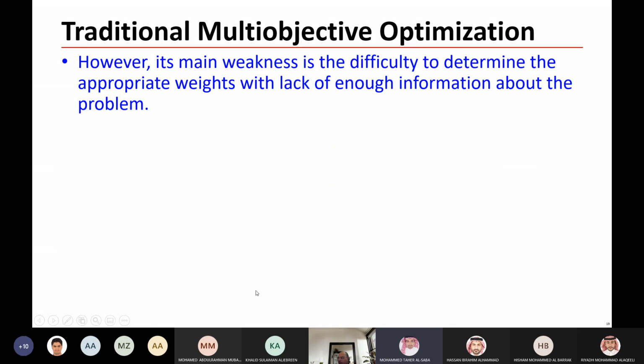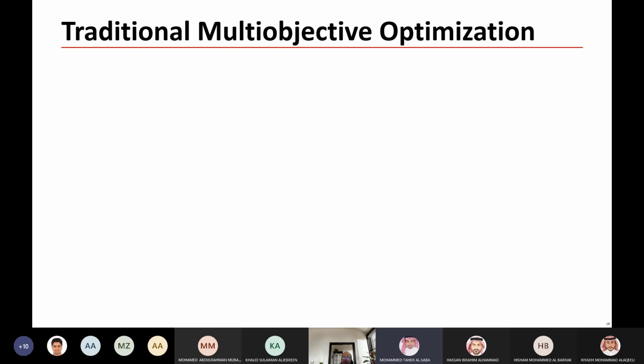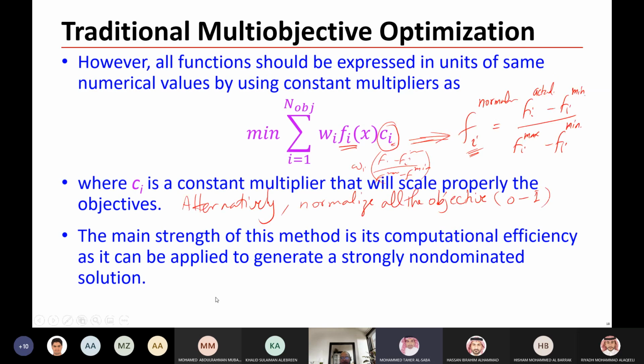However, excuse me, Doctor. Yes, please, Mohammed. Go ahead. I have a question. How to set this constant? Do we solve the individual objectives individually in order to know this one, C? To avoid having this C, you can normalize the objectives. If you normalize the objectives, all the objectives now become between 0 and 1. So you don't need this C.